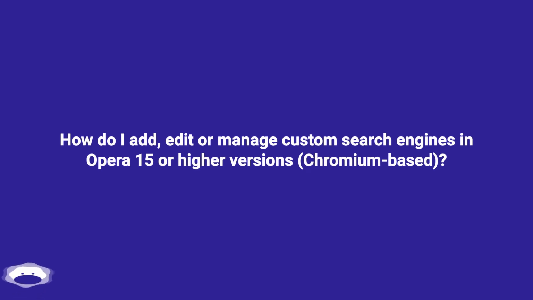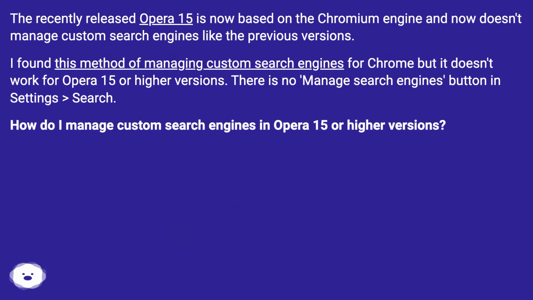How do I add, edit or manage custom search engines in Opera 15 or higher versions, Chromium-based? The recently released Opera 15 is now based on the Chromium engine and doesn't manage custom search engines like the previous versions. I found a method of managing custom search engines for Chrome, but it doesn't work for Opera 15 or higher versions. There is no Manage Search Engines button in Settings > Search. How do I manage custom search engines in Opera 15 or higher versions?